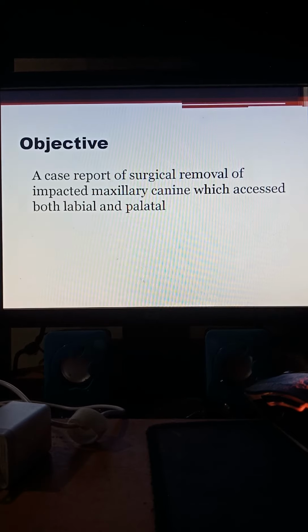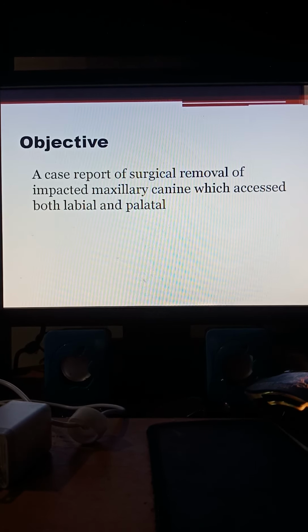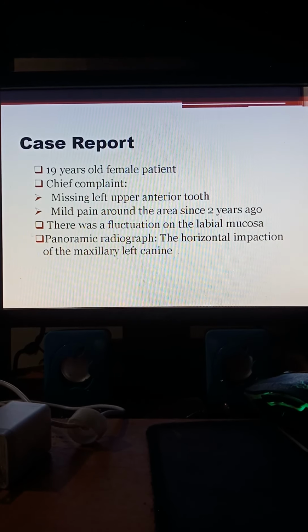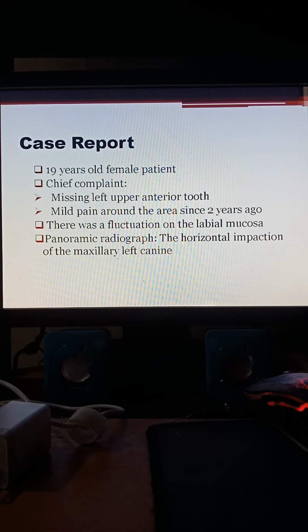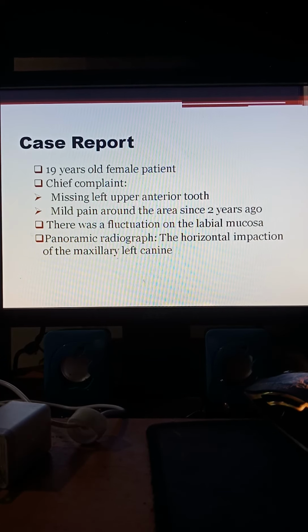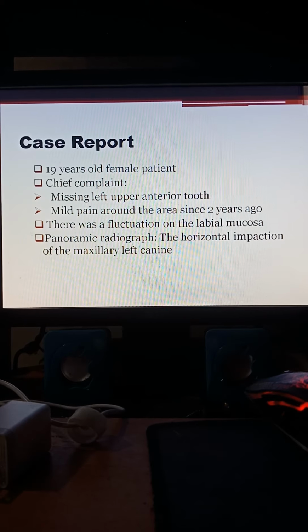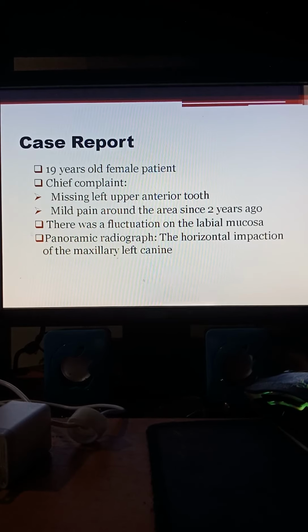Objective: a case report of surgical removal of impacted maxillary canine which was accessed both labially and palatally. Case report: a 19-year-old patient came to the oral and maxillofacial clinic with chief complaint of missing left upper anterior tooth and mild pain around the area since 2 years ago. There was a fluctuation on the labial mucosa. Panoramic radiograph showed horizontal impaction of the maxillary left canine.